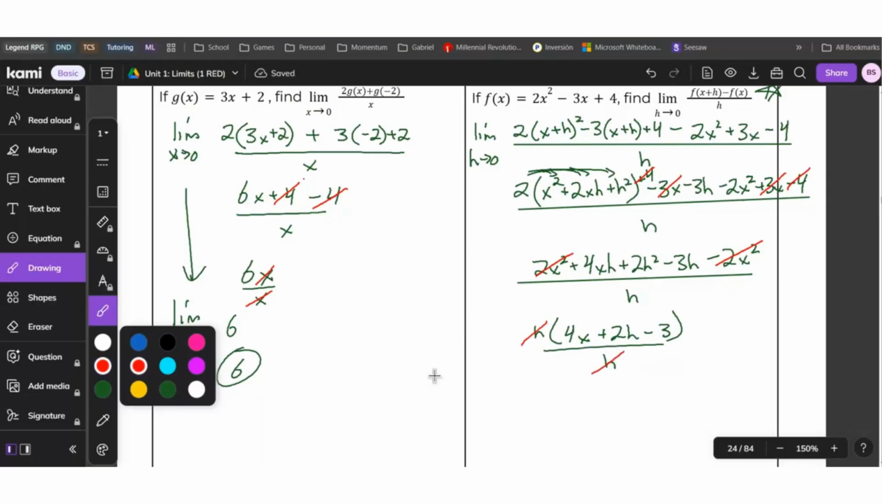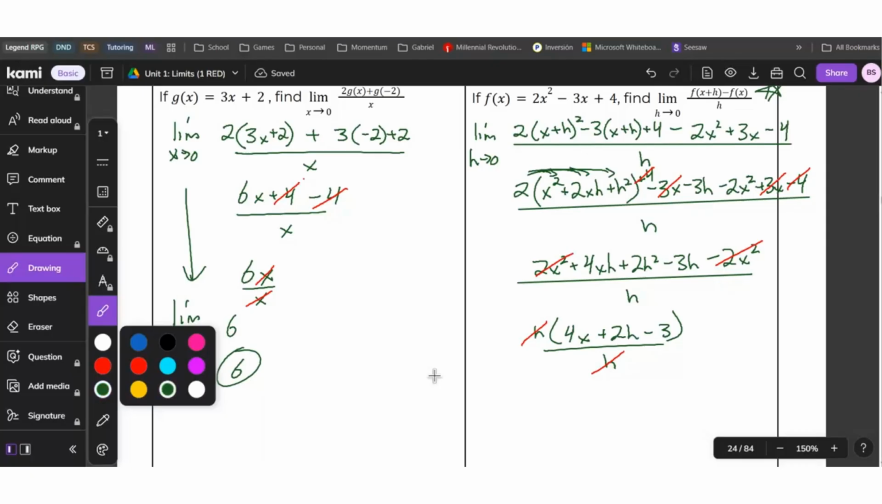Guys, anytime you do this, that's the point. You have to cancel out the h on the bottom. If it doesn't work, you did it wrong. Go check your work. It's kind of the nice little shortcut here, or not shortcut, but a way to check your work. If it doesn't cancel out, you did it wrong. Go find your mistake.